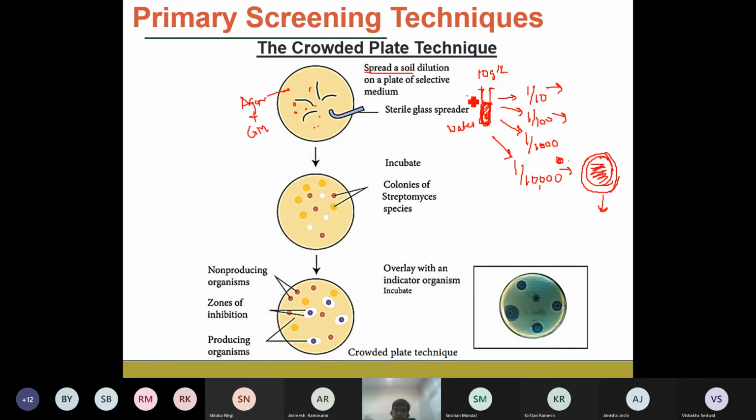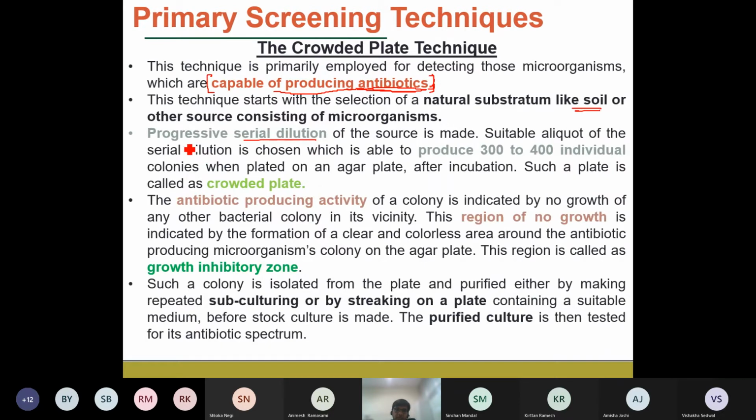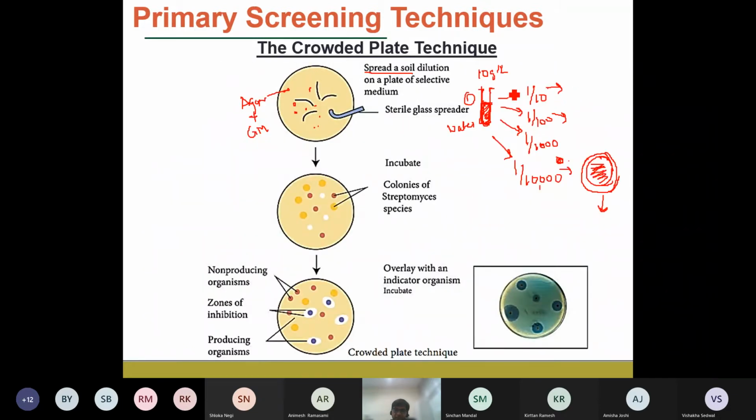So the first step you can see is the serial dilution. You have to carry out the serial dilutions in such a way that you get individual colonies. One problem is that if you just culture at 1/10, you have a very high concentration of microorganisms, and they grow in very big lumps. But as we dilute down, the microorganisms can be seen growing as single individual colonies. That is the right way of culturing any plates.